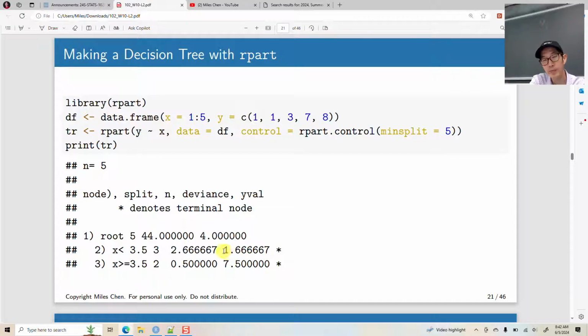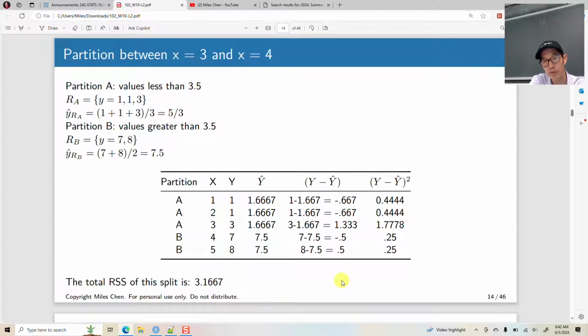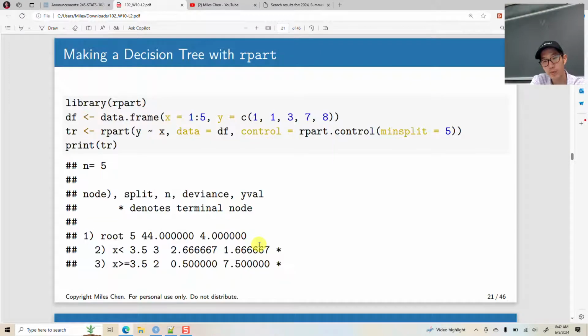And this over here is your predicted value. When x is less than 3.5, the value we predict is 1.667, which is exactly what we have here. And then when x is greater than 3.5, our predicted value is 7.5. Whereas in the root node with all 5 observations, our predicted value would have been 4.